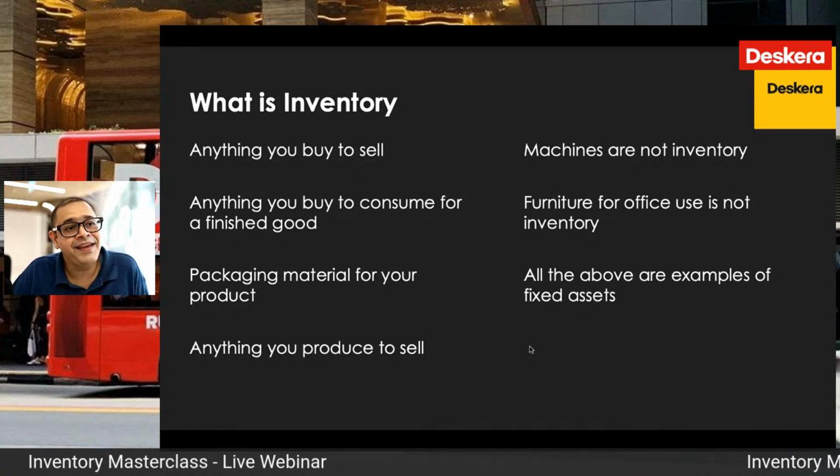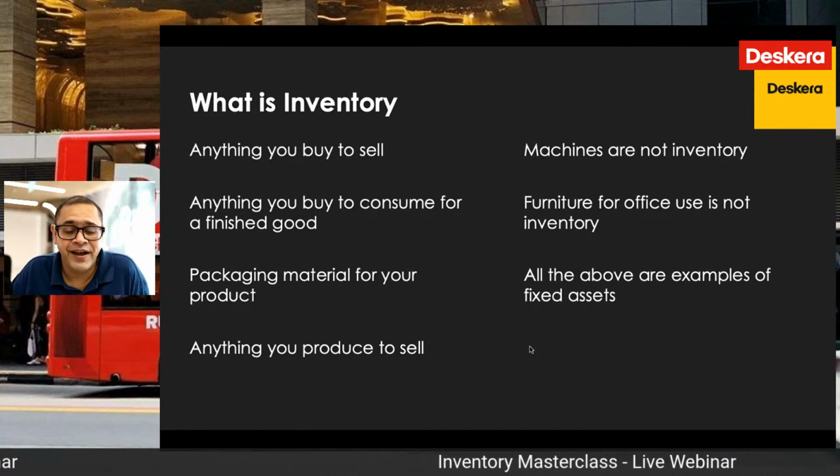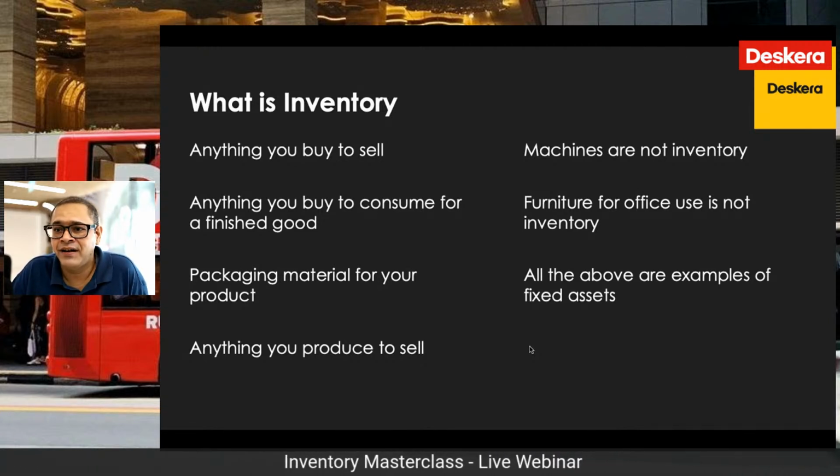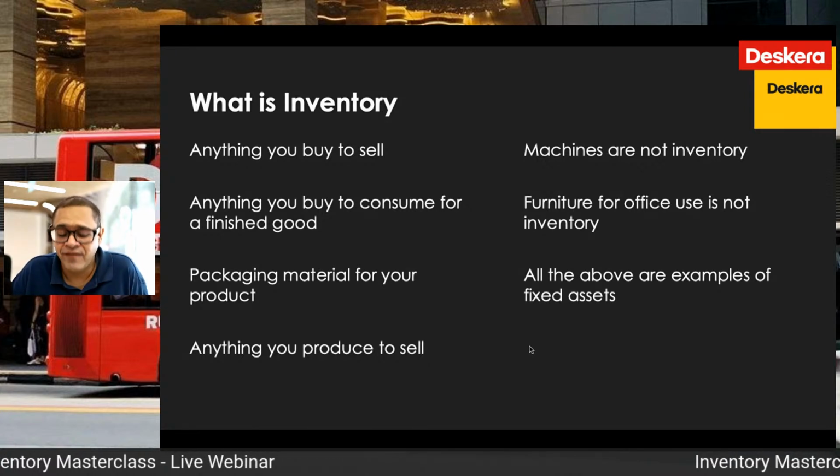And then anything that we produce to sell, which is finished goods. So any finished goods that you are building or manufacturing or assembling should be considered inventory.